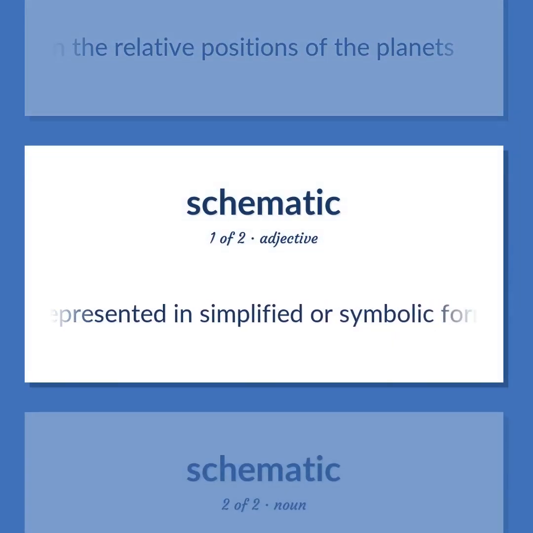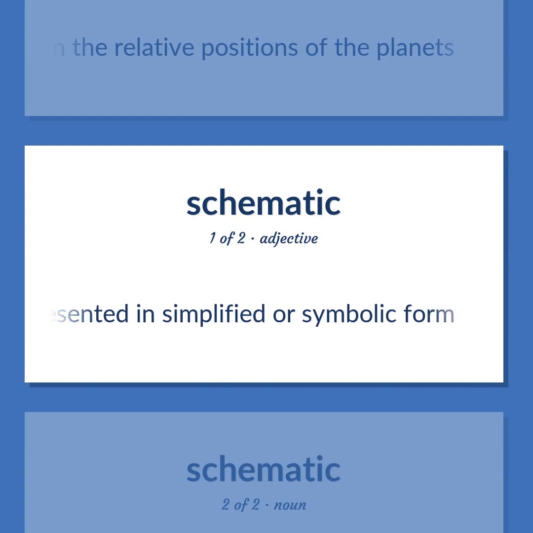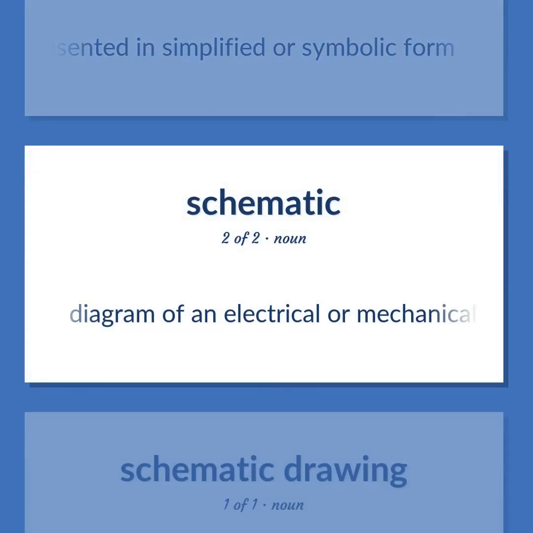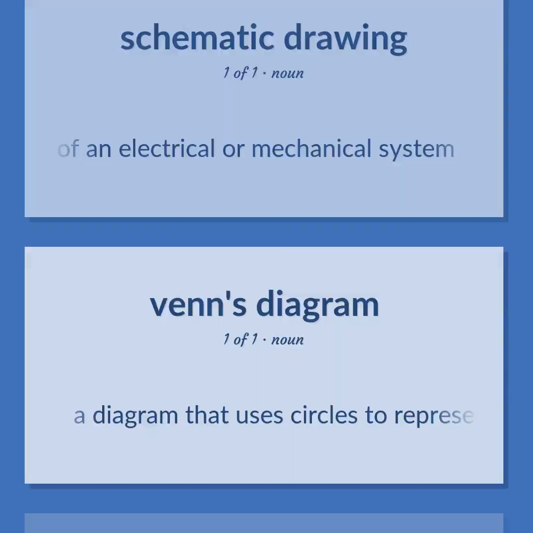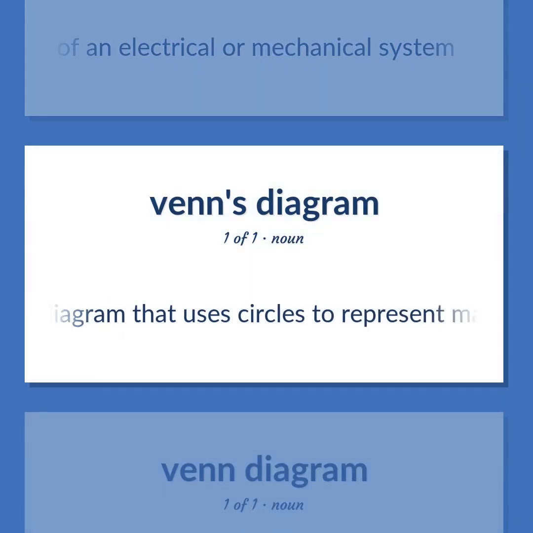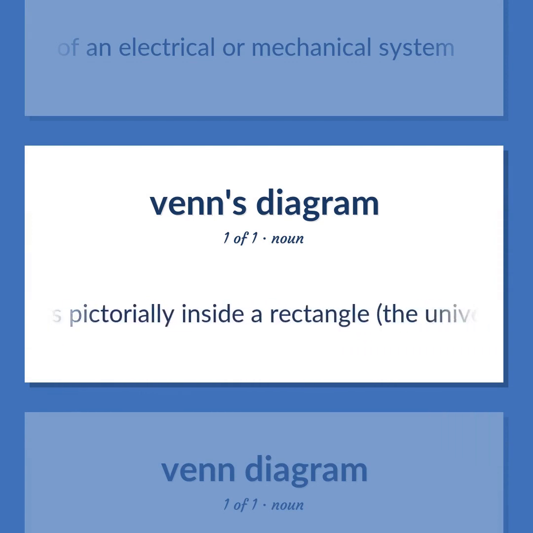Represented in simplified or symbolic form. Diagram of an electrical or mechanical system. A diagram that uses circles to represent mathematical or logical sets pictorially inside a rectangle. The universal set. Elements that are common to more than one set are represented by intersections of the circles.